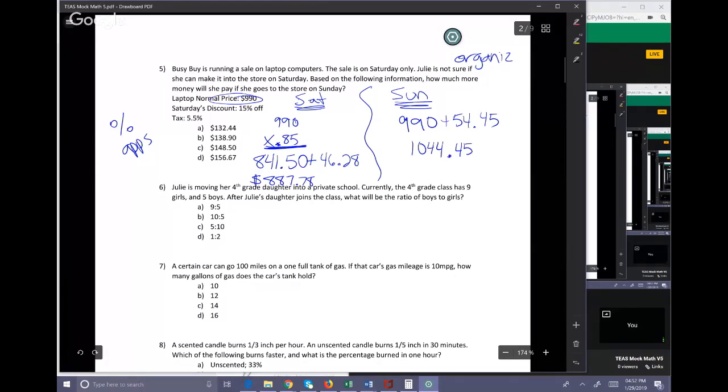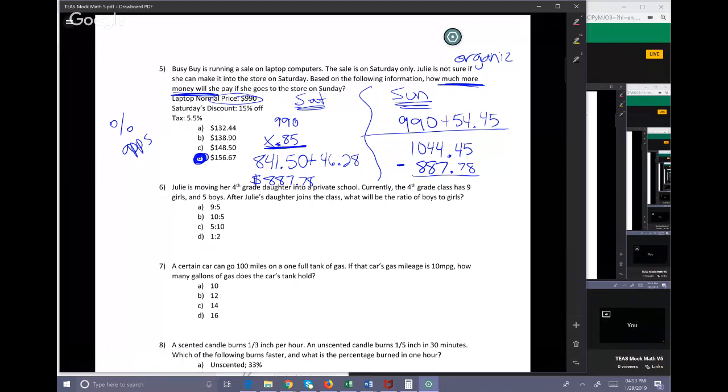And so when I add these together, my total is 1,044.45. And in order to find out what the difference is, because what they want to know is how much more will you pay if you go on Sunday, how much more will you pay if you miss the sale? Let me get my charger real quick just in case it dies faster than it should. Okay, so you take the 1,044.45 and the 887.78, and what that tells you is that the difference between the two corresponds to choice D, which is 156.67.